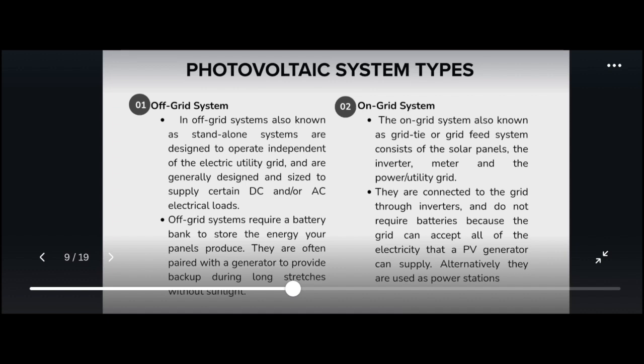The second type is the on-grid system. The on-grid system, also known as a grid-tie or grid-feed system, consists of the solar panels, the inverter, the meter, and the power or utility grid. They are connected to the grid through inverters and do not require batteries because the grid can accept all of the electricity that a PV generator can supply. Alternatively, they are used as power stations.